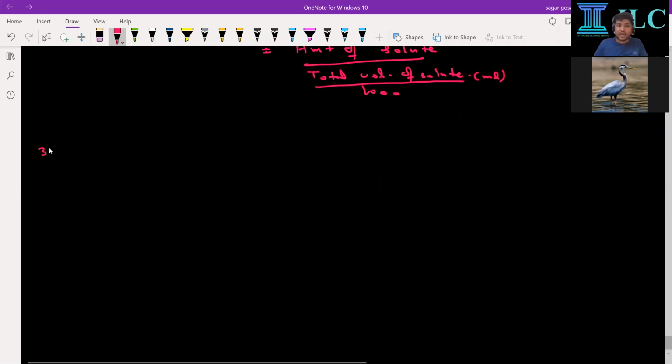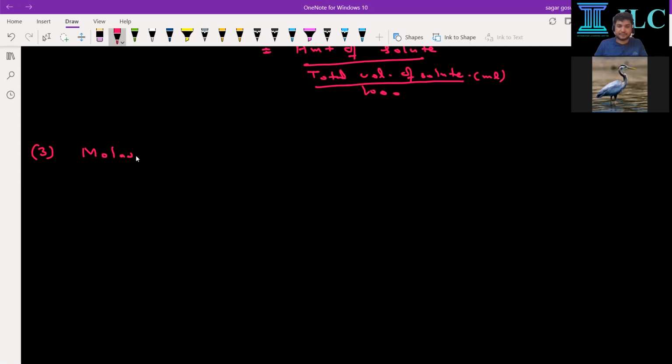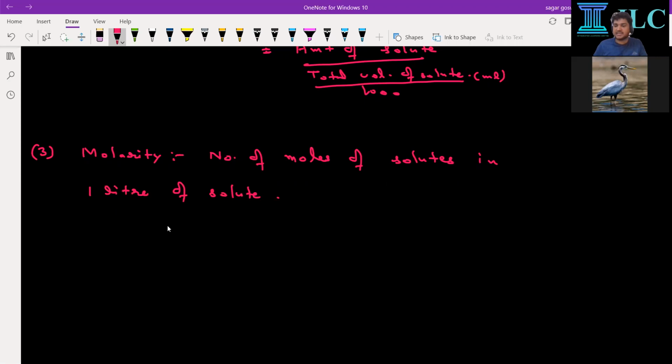Now the very important term which is called molarity. Molarity means the total number of moles of solute present in 1000 ml of solution. So the number of moles of solute. Remember, it is not the mass of solute, it is the number of moles of solute. How can we find out the moles, Vishnu? Moles can be found out by given mass upon molar mass.